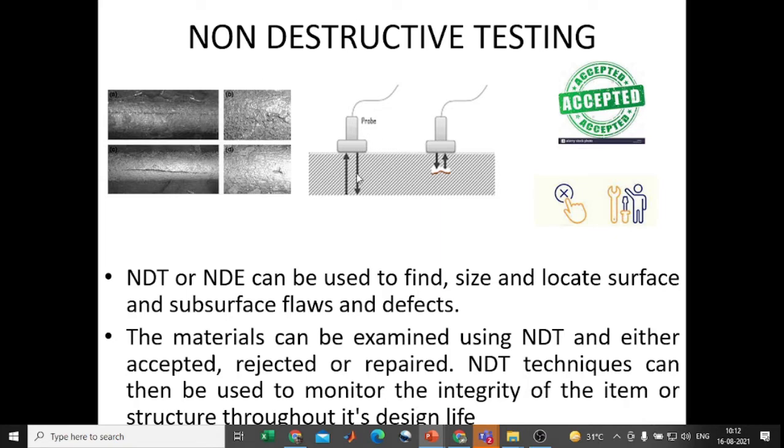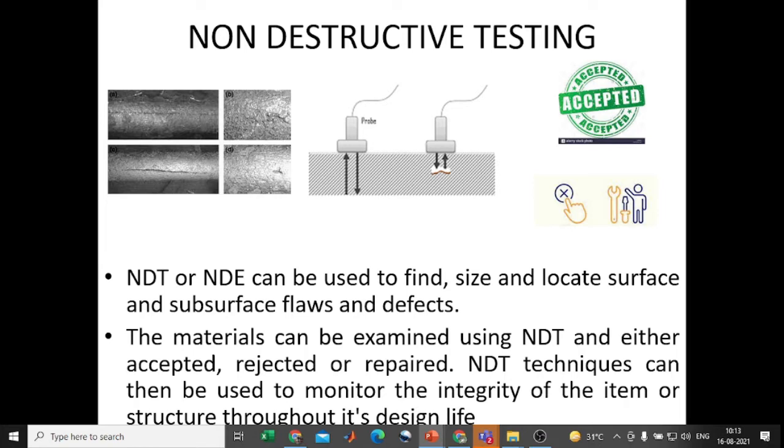In the second diagram, there is an internal void, and a transducer or piezoelectric sensor is used to examine this subsurface flaw. This flaw is called a subsurface flaw because it is available on the bottom side of the top surface. These kinds of subsurface flaws we can't identify with destructive testing.